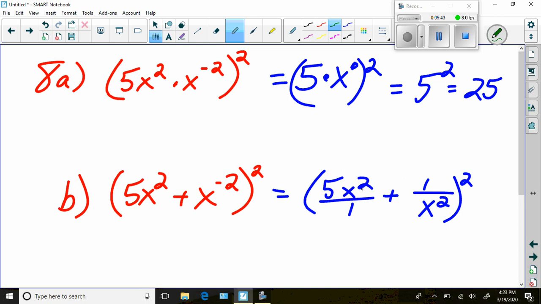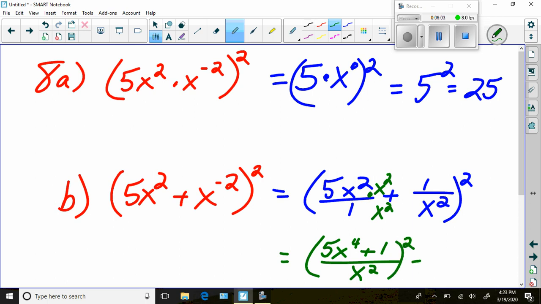So then I'm going to go here, and I'm going to multiply top and bottom by x squared over x squared. And so that's going to be 5x to the 4th plus 1 all over x squared. And then I've got to square that. So the top's going to be 25x to the 8th. So I'm foiling now. Plus 10x to the 4th plus 1 all over x to the 4th. And you do not simplify that problem. So don't forget to foil.